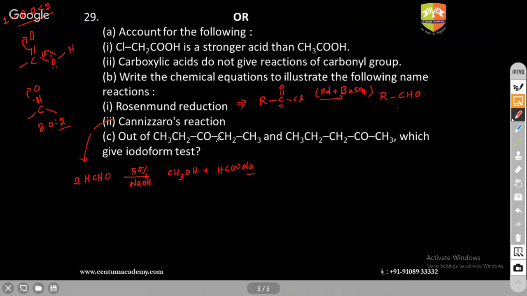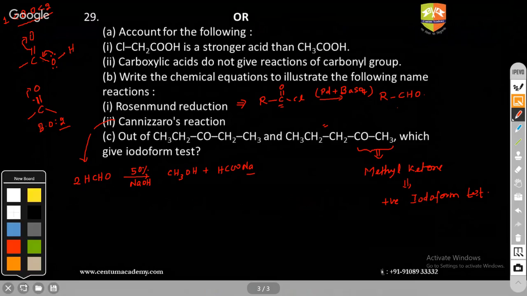Okay, out of this, which one gives the iodoform test? Many times they have asked this question. If you remember, if a methyl ketone, CH3CO, is present in any compound, it gives a positive iodoform test. Right? Answer is this one. Okay. Next question you see, this is the 29th one.